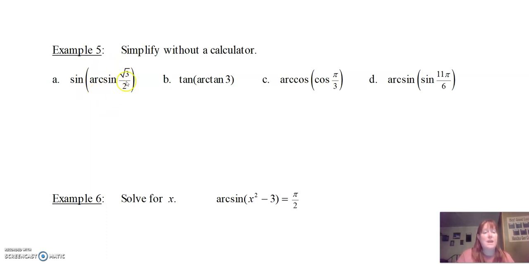What angle would that be? I believe it's pi over 3. It would be that angle. Okay, arcsine. And then what's the sine of pi over 3? Well, it's root 3 over 2. So we're okay there, right?